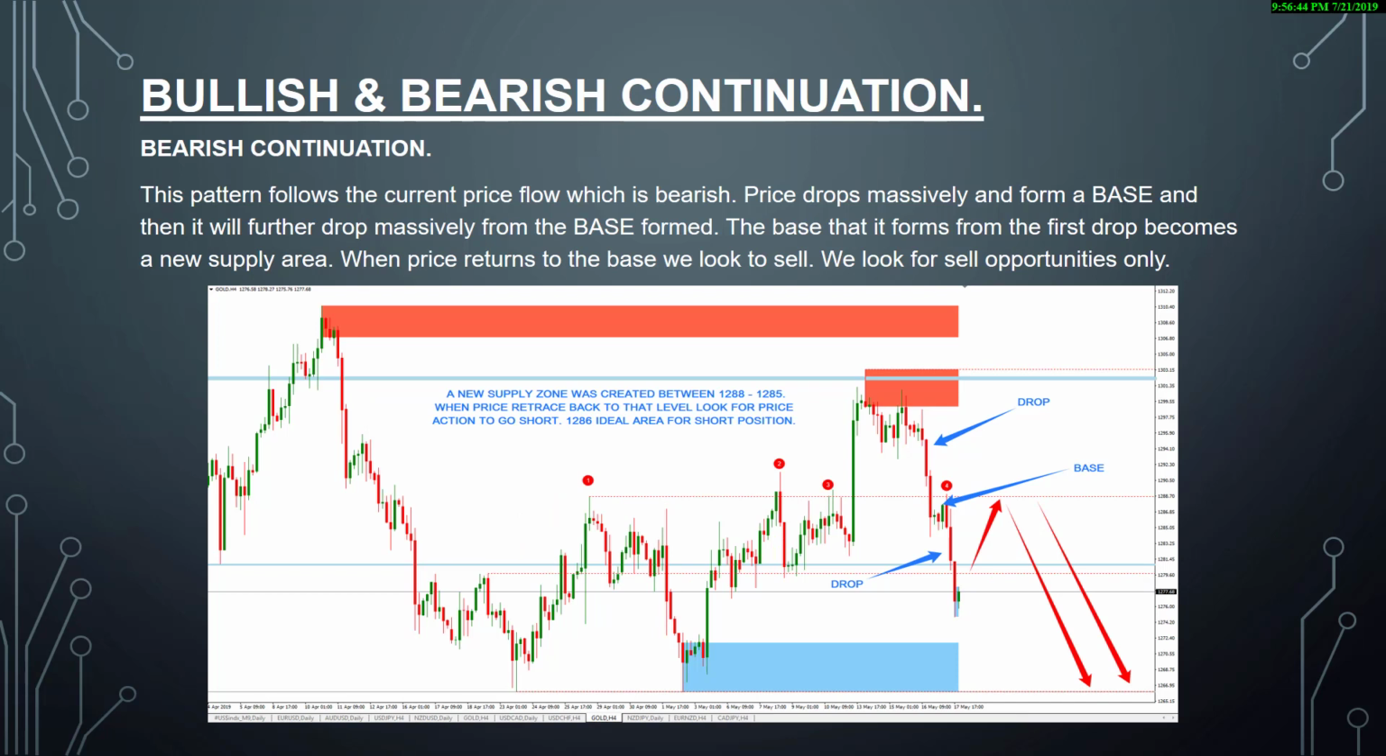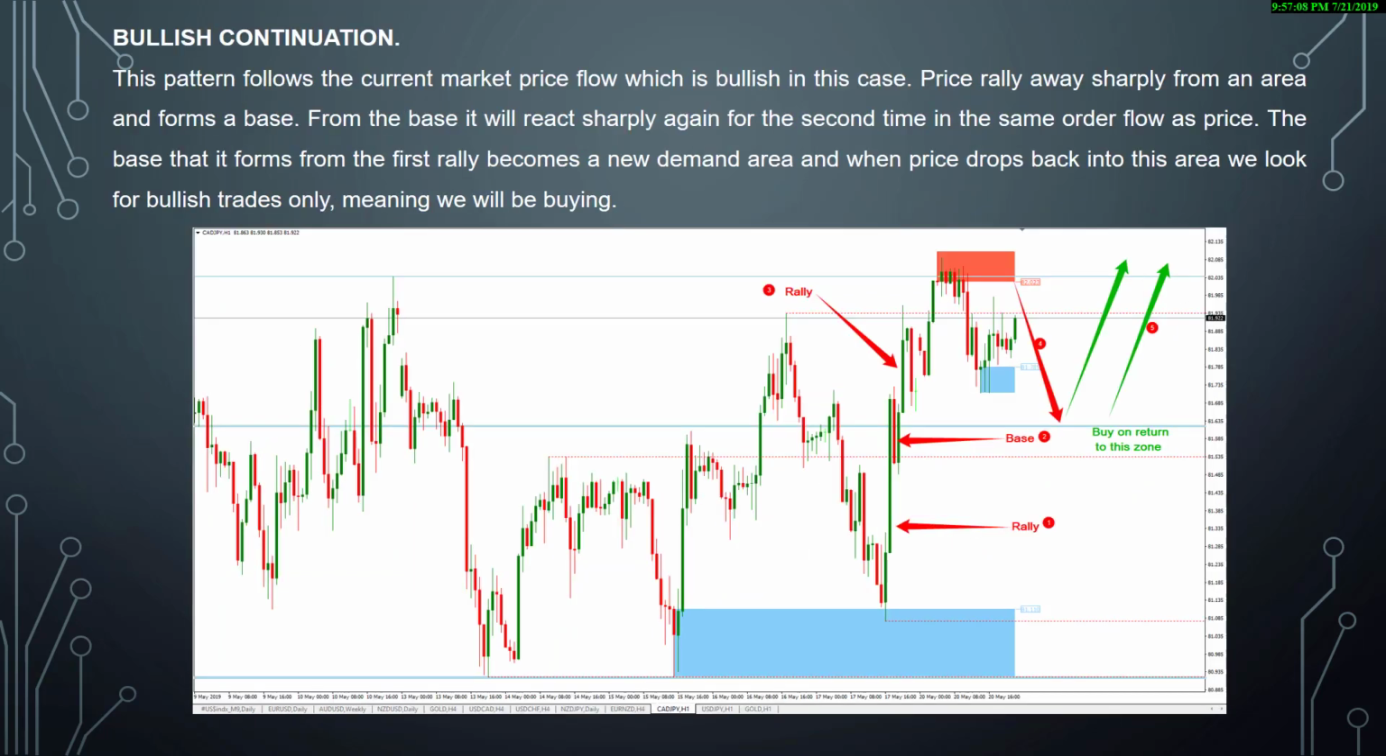So you must always know that for a bearish continuation, we need a drop, base, and another drop. When price comes back to the base, then you look to sell. Remember, higher time frame bias has to be bearish for this type of setup. So now let's look at the bullish continuation.